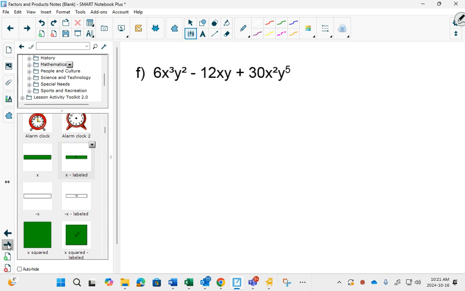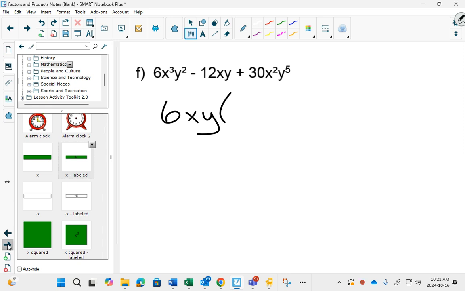Whew. Again, if you look at the numbers first, what divides 6, 12, and 30? 6. So your times table comes into play because you need to know quickly what's the biggest number that divides any. Next, we look at the variables. I think the variables is actually easier. Is there an x in all 3? Yes. How many x's can you take out of each? The most you can take out is 1. What about y's? Yes. And 1.